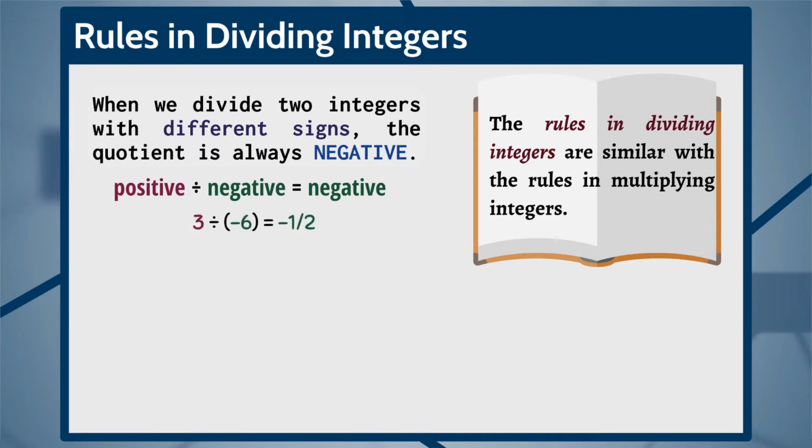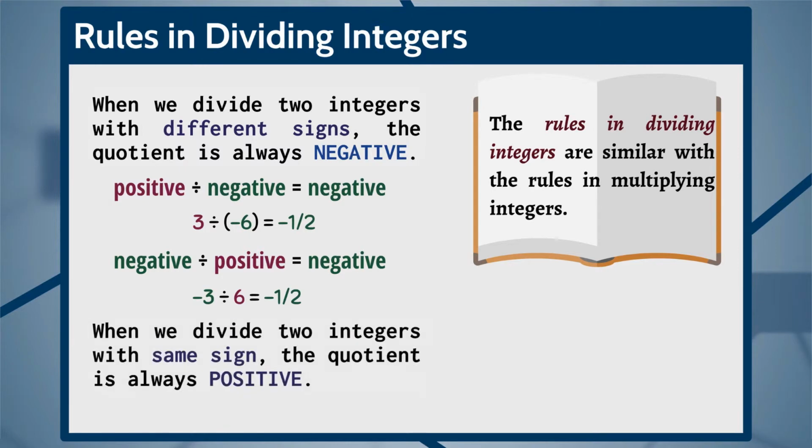Here's an example. 3 divided by -6 is equal to -1/2. The signs are different, so the quotient will be negative. A negative integer divided by a positive integer is equal to a negative integer. Here's an example. -3 divided by 6 is equal to -1/2. The signs are different, so the quotient is negative.